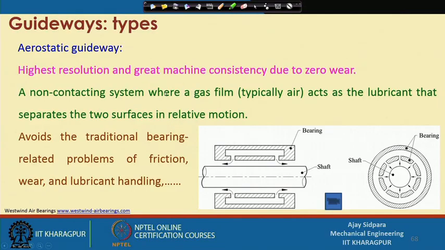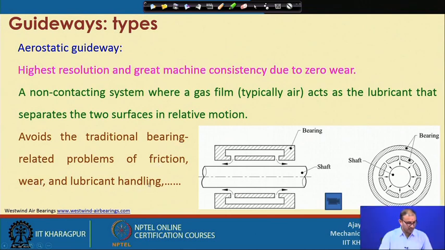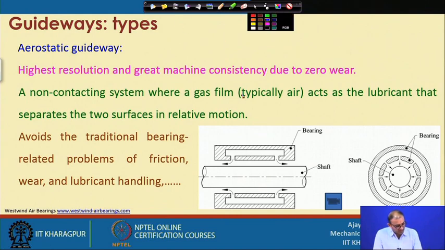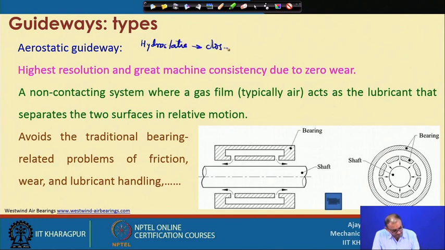So, this was the last slide we have seen in the last class, and here, what is good for the aerostatic is that it avoids the traditional bearing related problems of friction, wear and lubrication handling. If you see the earlier case, where we are using hydrostatic, there was one particular thing you might have noticed, that it was a closed loop system, correct. So, the hydrostatic is a closed loop system. That means you have to recirculate the fluid.